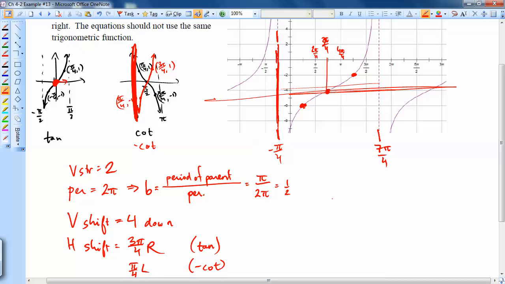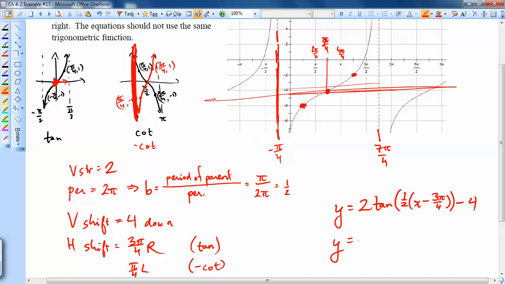So let's write this out. If we do the tangent version, it's going to be a, which is 2, tan, b, which is 1/2. Let's see, it's going to be x or theta, whatever we're using here, x, and then it's 3 pi over 4 to the right, so 3 pi over 4 here, and then 4 down, so minus 4.